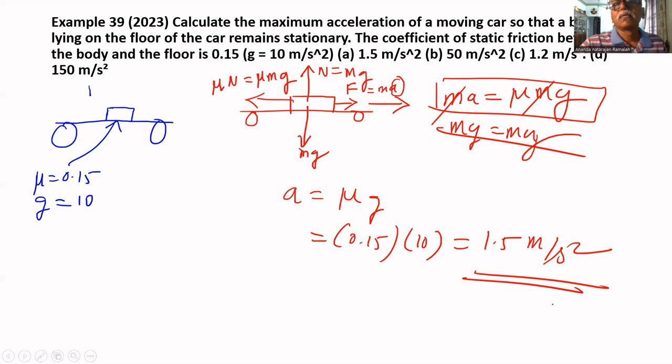Beyond that, this force will be more. Right side force will be more. If acceleration increases, this is less, this is more. That's why it starts moving. Maximum. So 1.5 meter per second square. Therefore, A is the answer.